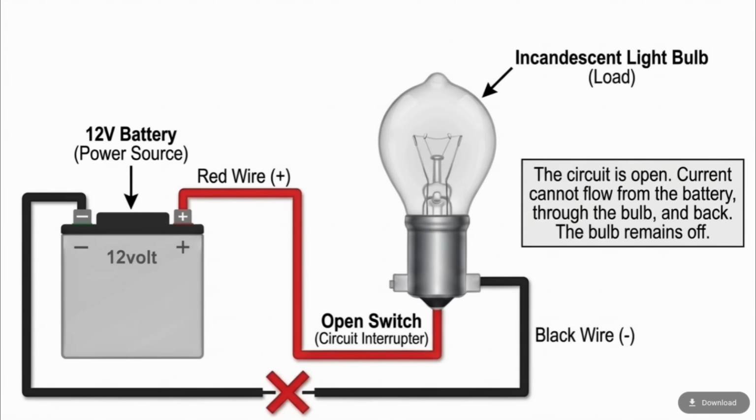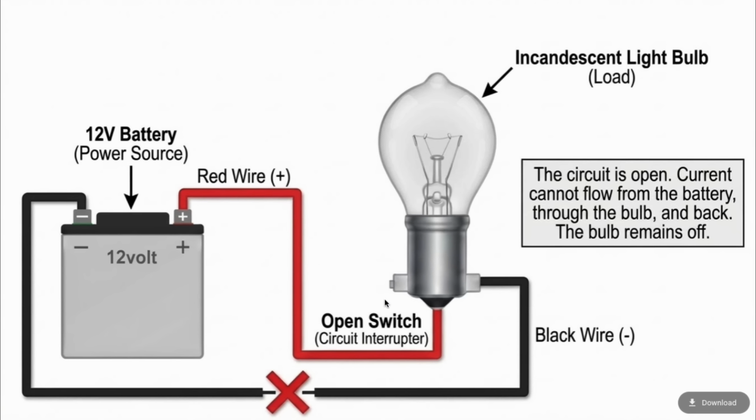The really simple circuit, just to get everyone on the same page. We've got a 12 volt battery here. We've got a bulb as the load. And down here we've got an open circuit on the ground side. Basically the return path is broken. There's no complete route back to the battery, so the bulb can't light.